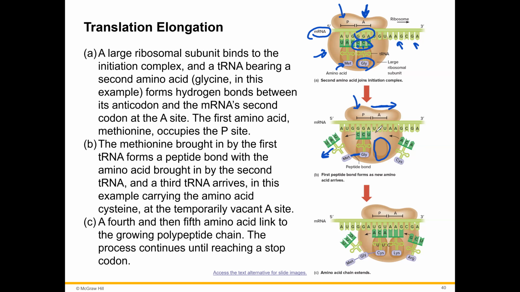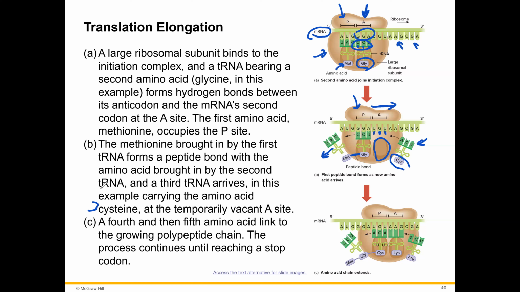Well, we look at this codon, U, G, and U. So the only tRNA that's going to fit in this A site is the one with anticodon ACA, because U pairs with A, G with C, and U with A. And ACA carries another amino acid that is cysteine, right?